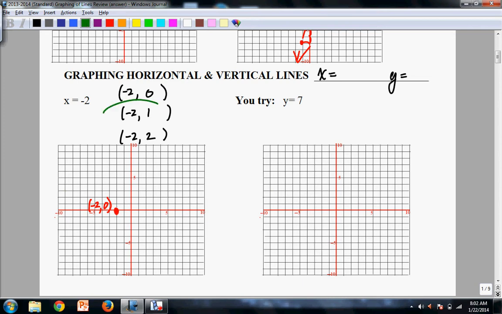Okay, so negative 2, 0, we already have it. Negative 2, 1 is that dot right there. And negative 2, 2 is that dot right there. Behold, it is a vertical line. Okay? So x equals is always going to be a straight vertical line. That is x equals negative 2.